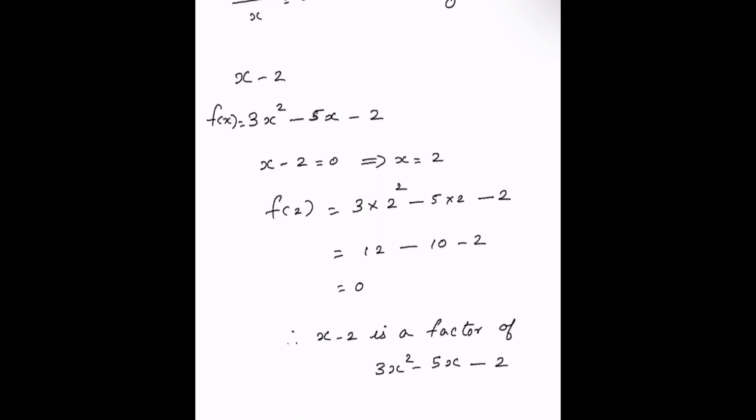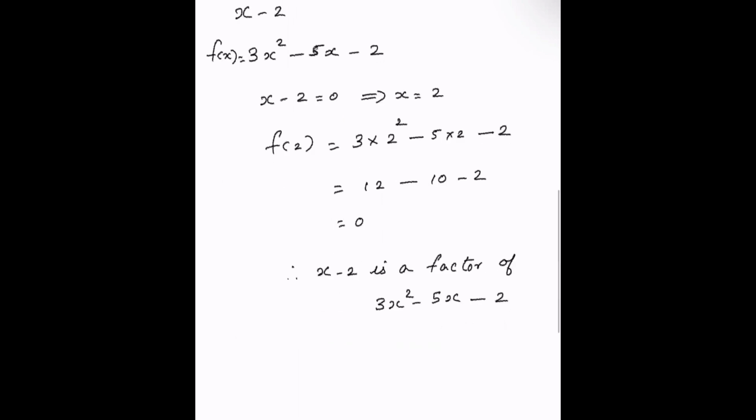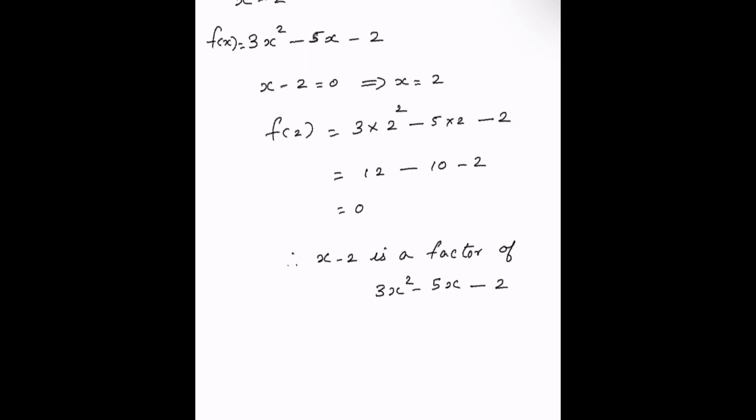Okay, so that part is done. Now you need to calculate the second factor. You already identified the first factor. Means it's already given to you. You just validate whether that's a factor or not. Now calculate the second factor. So instead of going ahead and splitting, you can divide. So here I'm going to use the division approach. So 3x square minus 5x minus 2 divided by x minus 2.